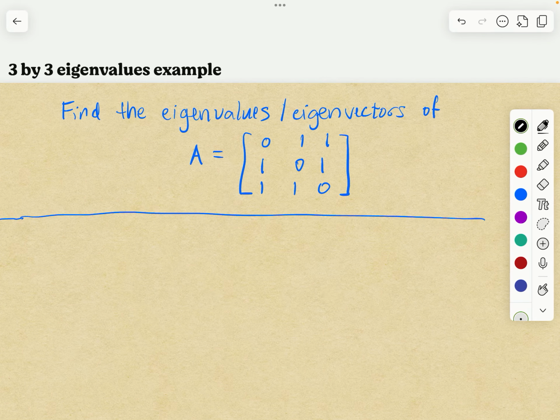In this video, we're going to find the eigenvalues and eigenvectors of this 3 by 3 matrix. The first row is 0, 1, 1. The second row is 1, 0, 1. The third row is 1, 1, 0.